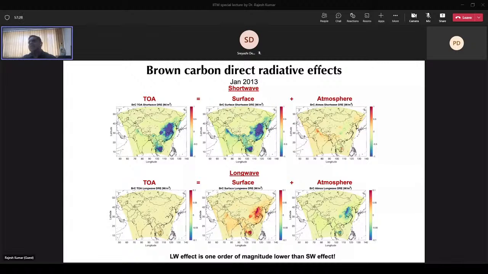Again, this is a very preliminary analysis. We implemented all these things. We wanted to make sure that the model works properly. It's not giving us weird values. We are getting what we expect to see from the model, and the detailed evaluation of brown carbon aerosols is under progress.